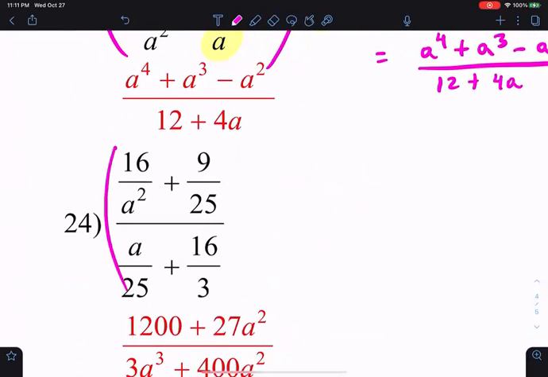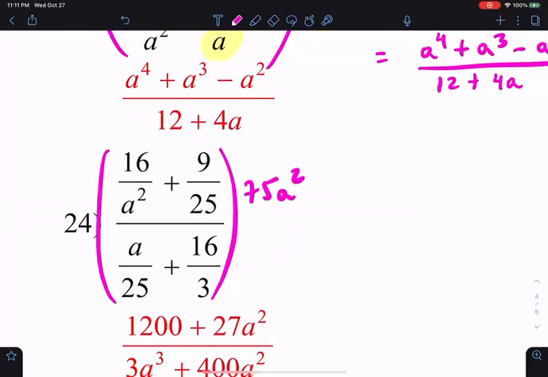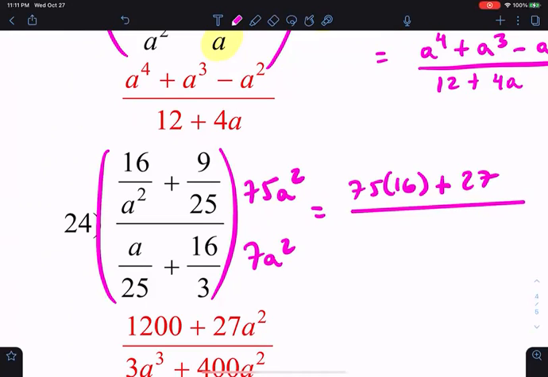So here you need to multiply by the common denominator again. This time the common denominator is going to be 75a squared, right? So here it's going to be 75 times 16 plus 27a squared over 75a squared. So here is 3a cubed, and then here is 25.